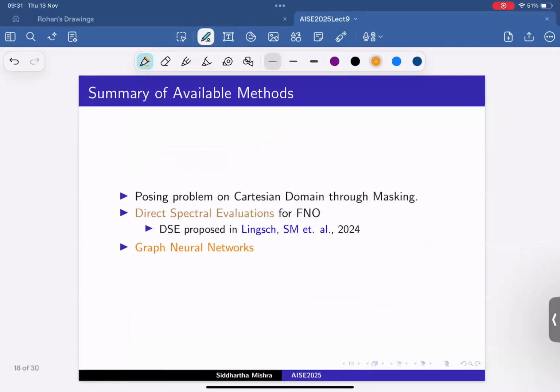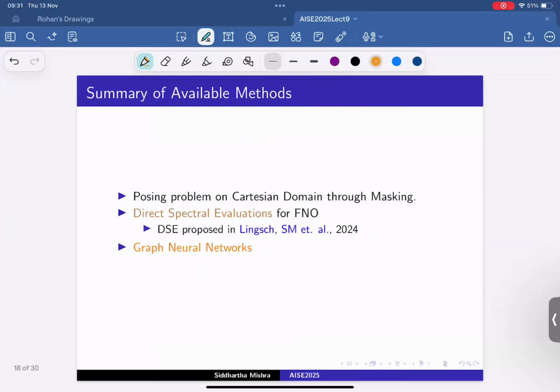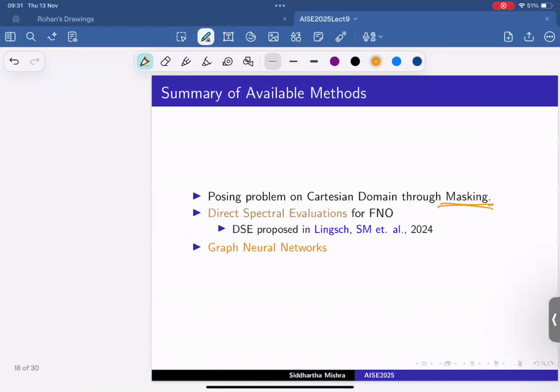So as I said, what are the available methods? There are many, but we will explain a few of them. So one thing that we can do is to convert it into a Cartesian domain through what is called masking. So what does masking imply?